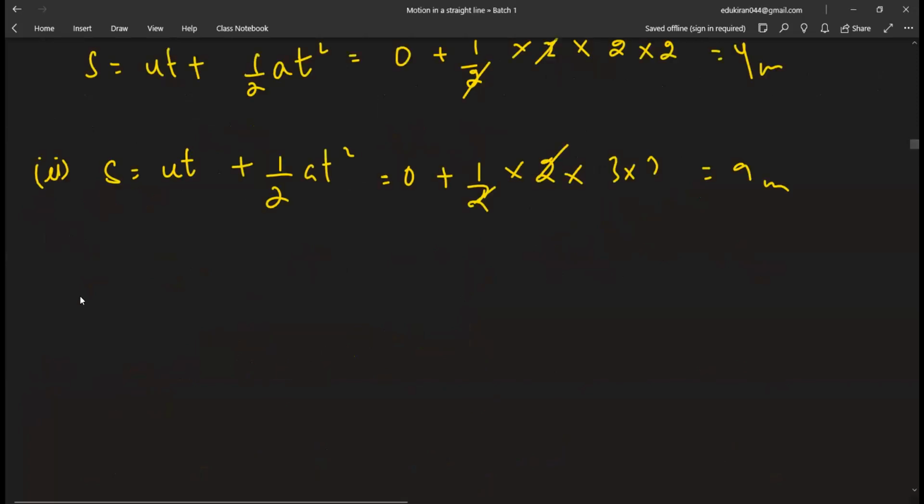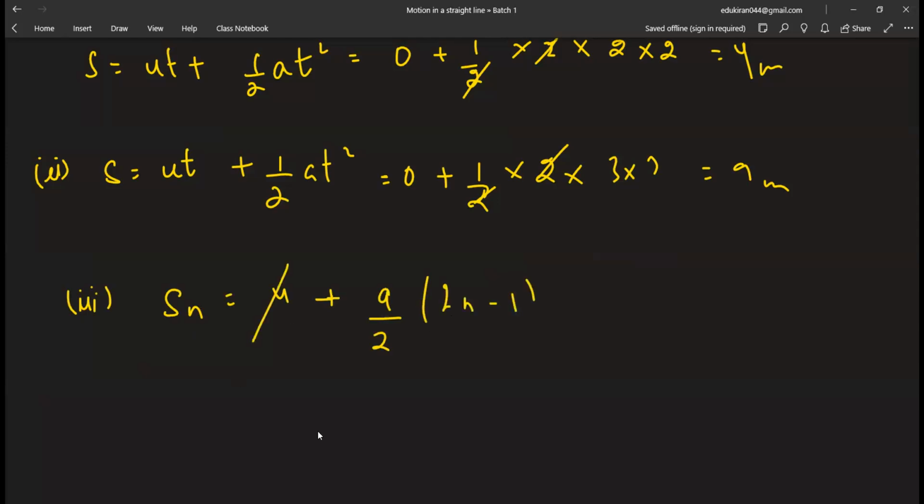And then the third part where you have to use the equation for the nth distance. That is Sn is equal to u plus a by 2 into (2n minus 1). Right? So this term is 0. So we have acceleration as 2 by 2. N here it is given, the n term, this is given as 3. So this is 2 into 3 minus 1, that is 5 meters.